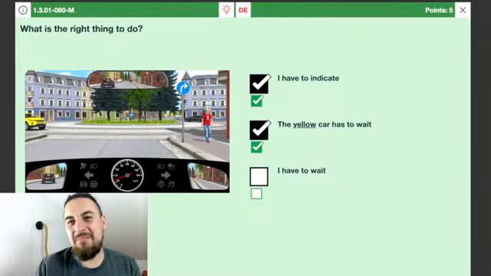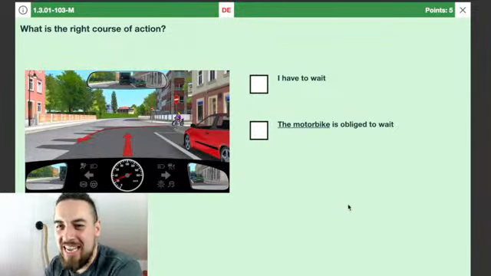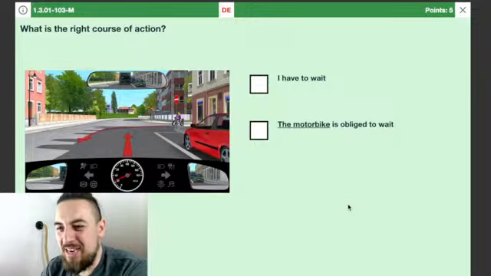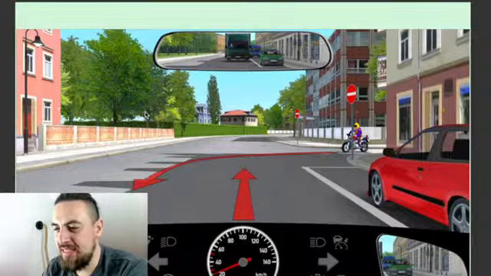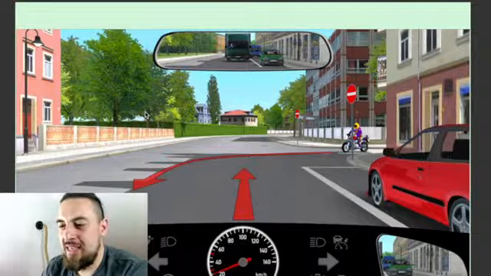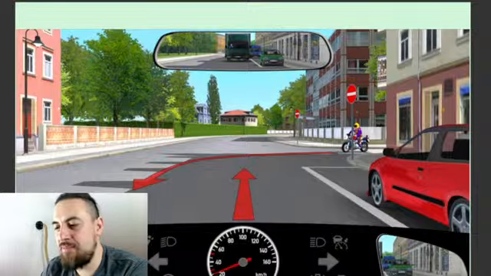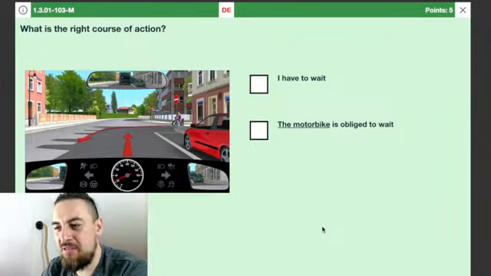Nice, very good, Timothy. You're right as well. Okay, let's go ahead. I'm seeing just experts here. What is the right course of action? That's a tricky one too. All right, I will let you think a little bit. Check the signs, think about which rule applies here, and then think who has priority. All right, what is the right course of action? There are just two answers. I have to wait, or the motorbike is obliged to wait.